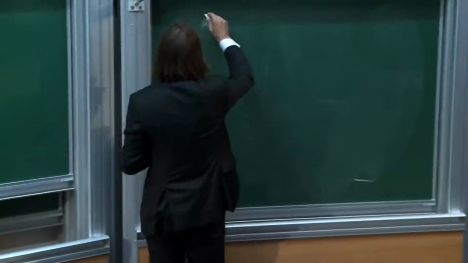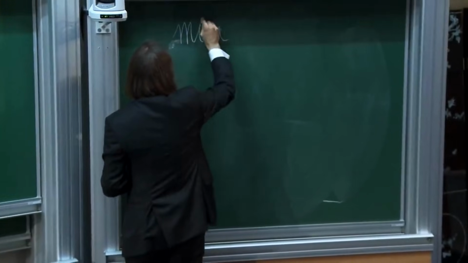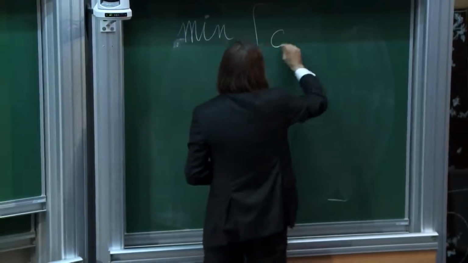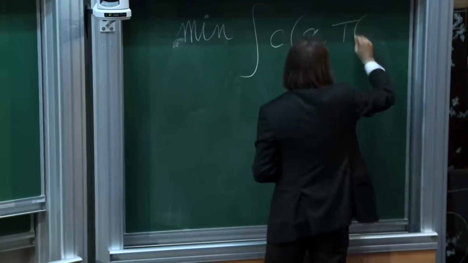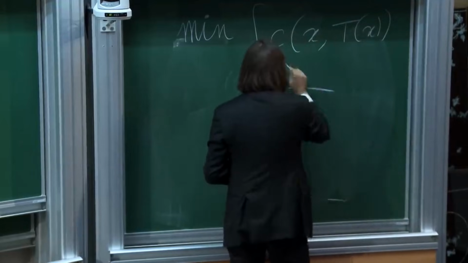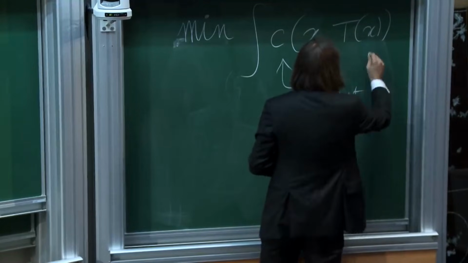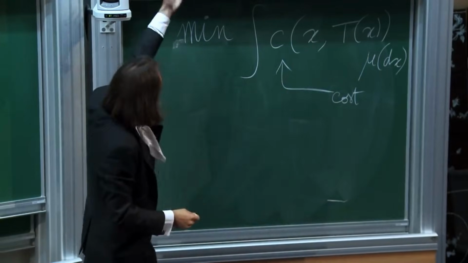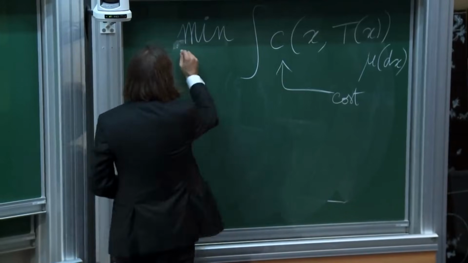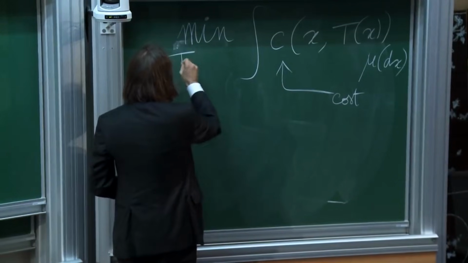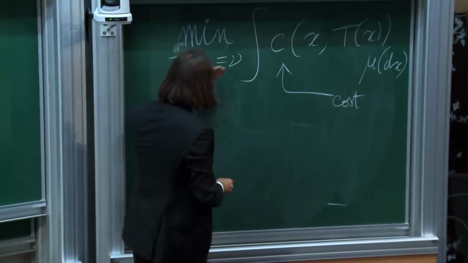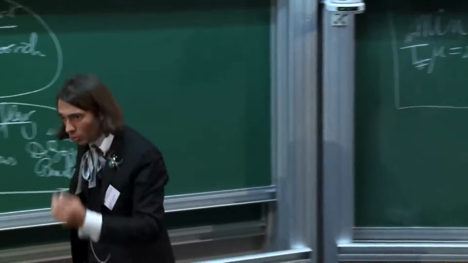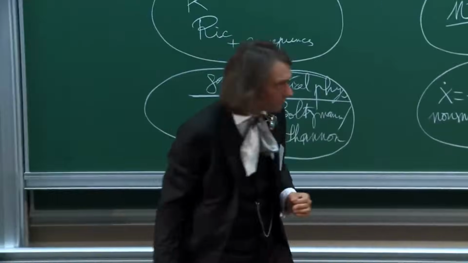So here is what Monge said. Let us minimize. It's just putting this into a mathematical formula. The integral of the cost c(x, T(x)), where c is a cost function, and I integrate this according to the starting distribution. And the minimum is over all T such that the image measure of mu is equal to nu, which means at the end of the day, I have rearranged the matter as I want it to. So this is the Monge problem.